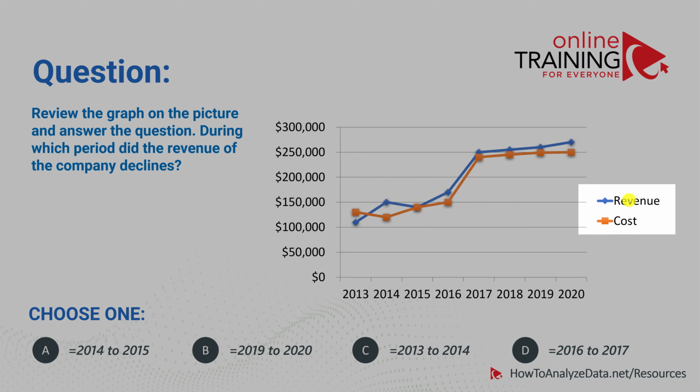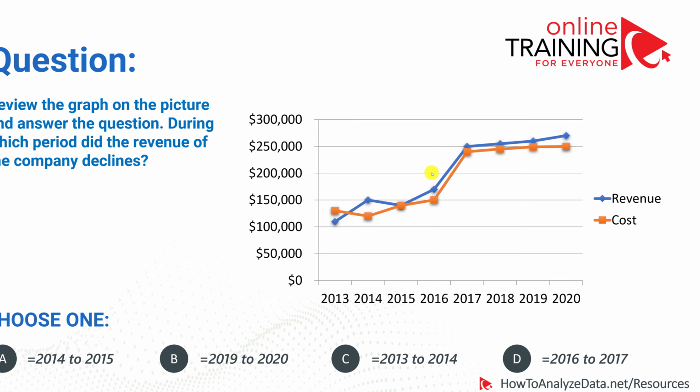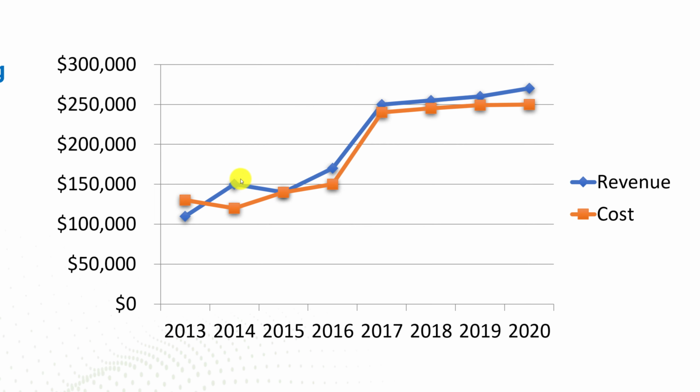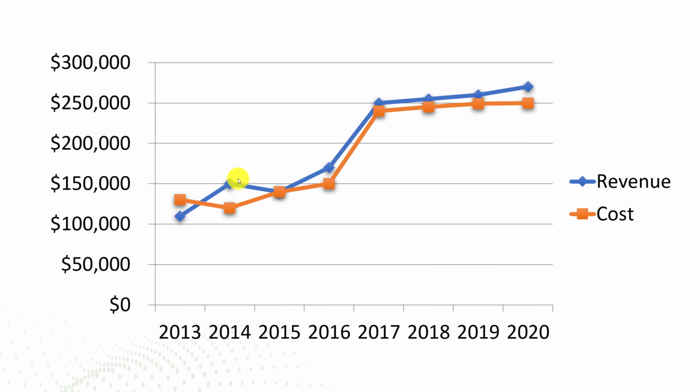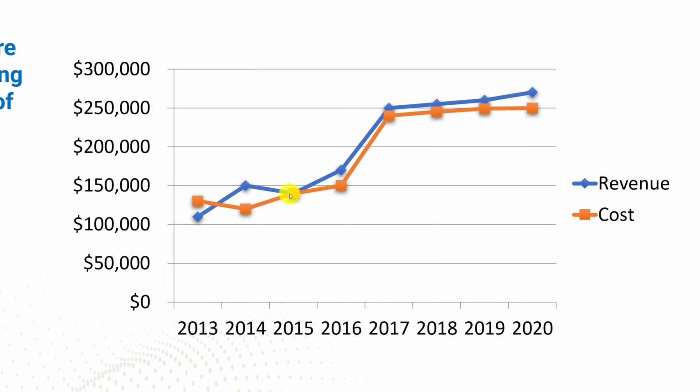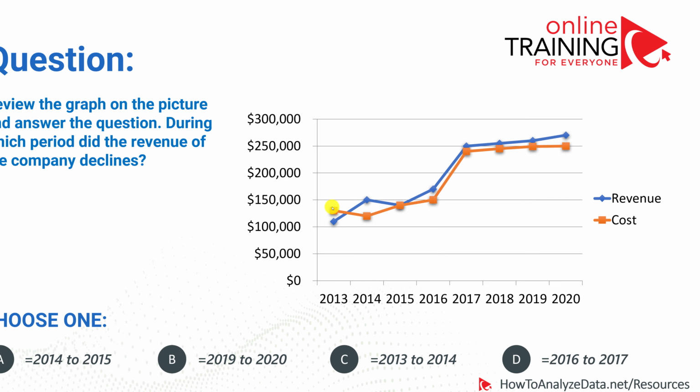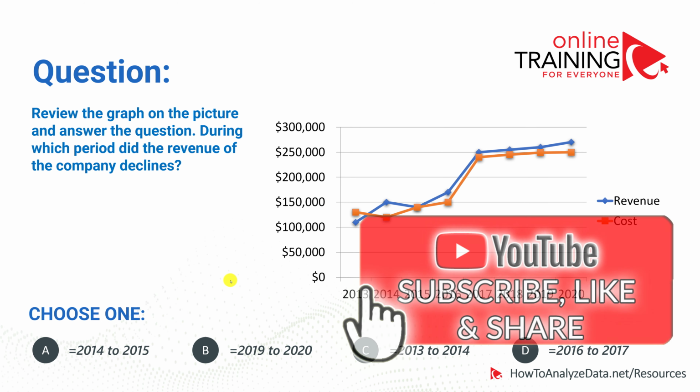To answer this question correctly, you need to differentiate between revenue and the cost. Because revenue is represented by the blue line, you have to follow the blue line to answer in which period revenue declines. If you follow the line, you see that for all the years, with the exception of the period of 2014 to 2015, right here, the line goes up. And only for the period 2014 to 2015, revenue declines. So that is the correct choice, and that is the correct answer.